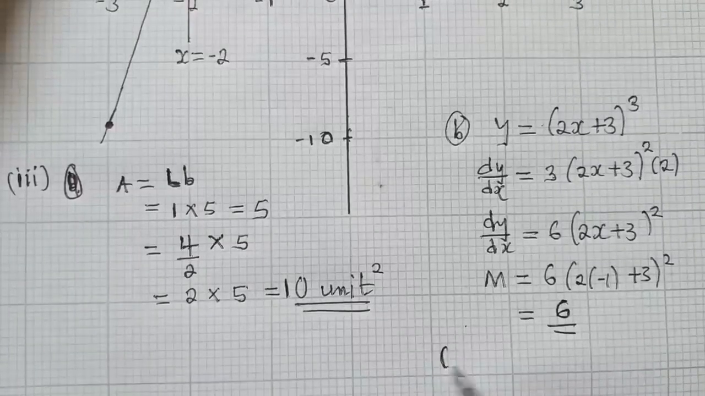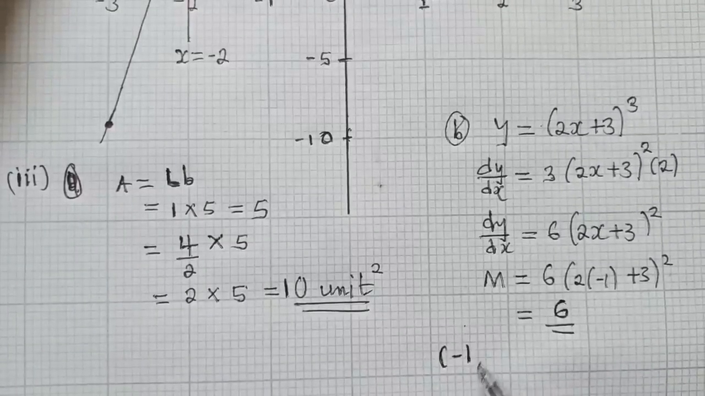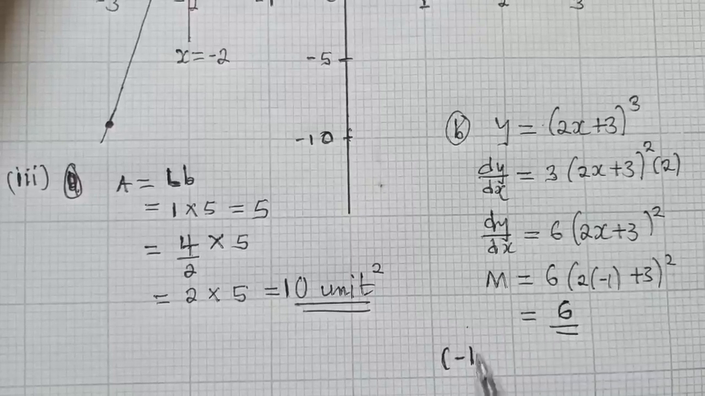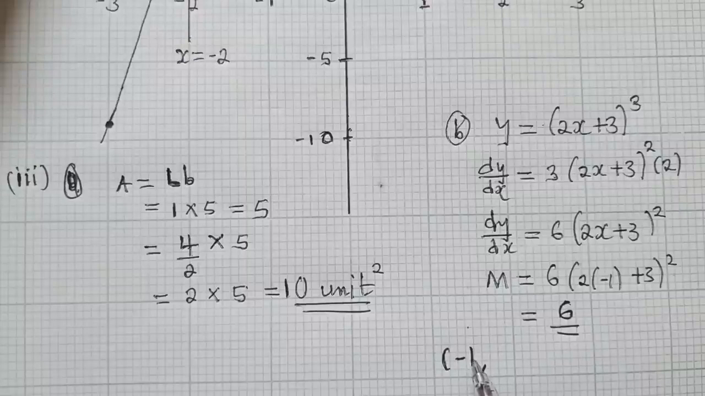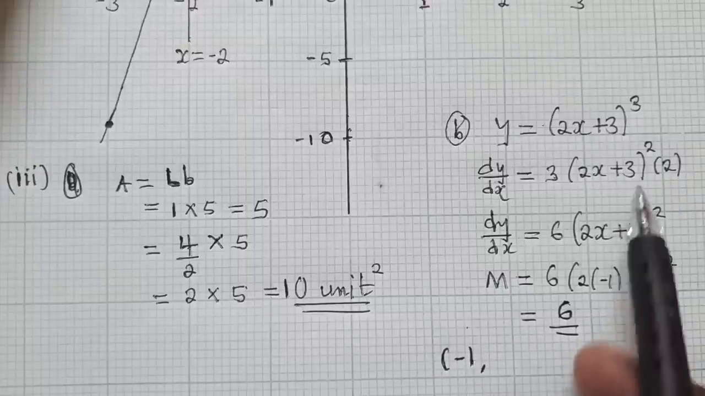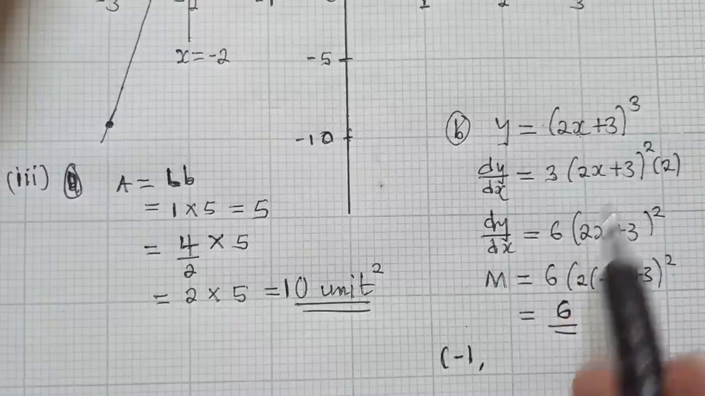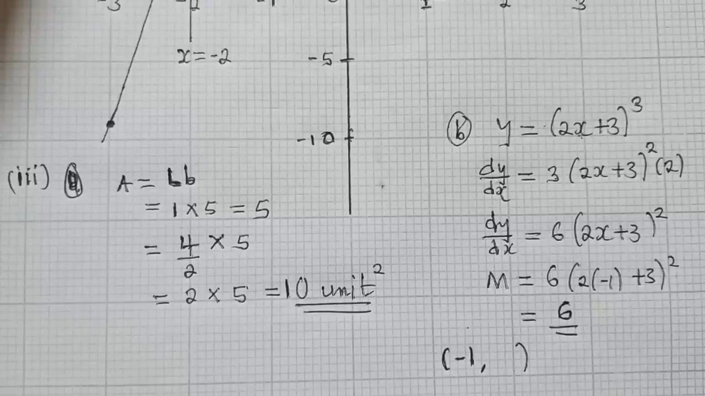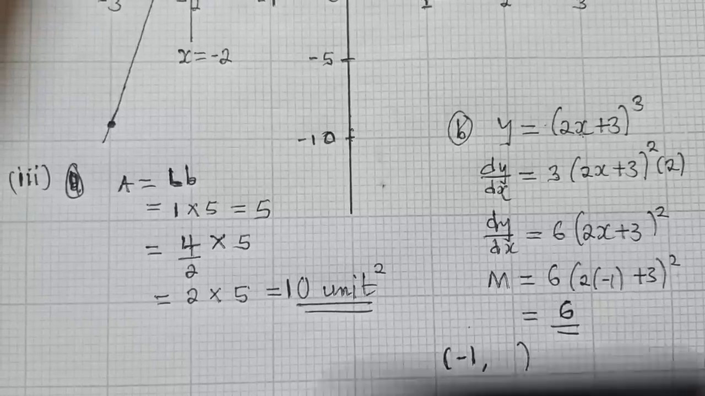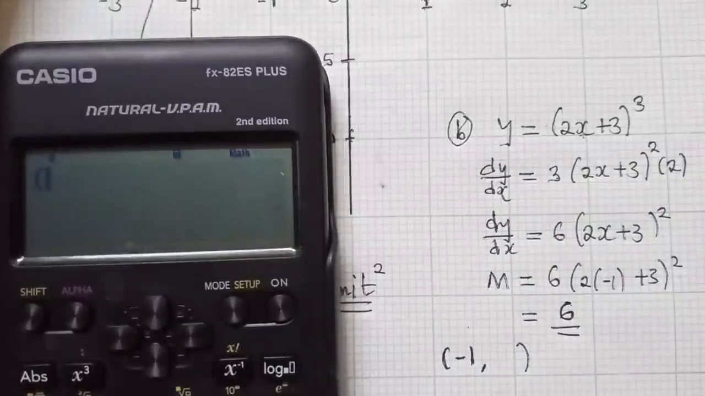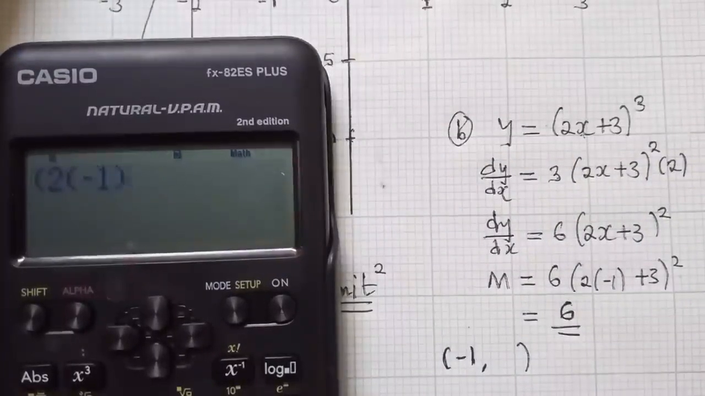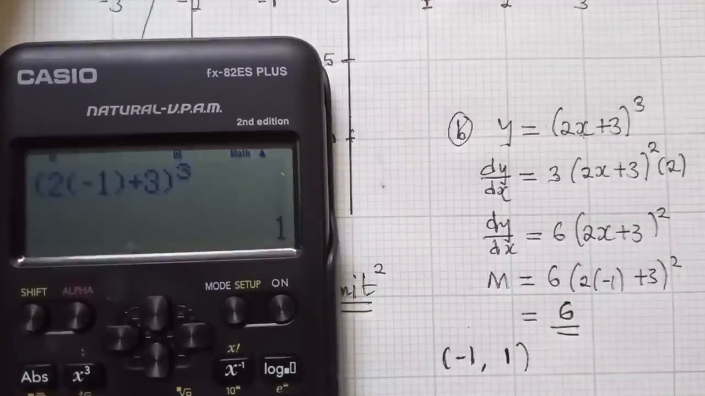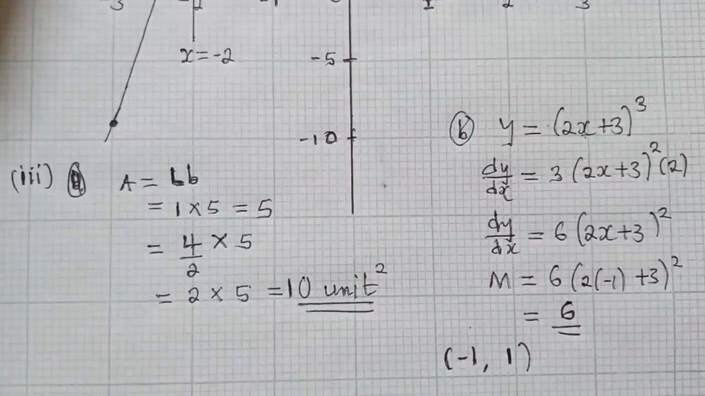So the point is -1 comma the y value. We just get this x value. We have been given the x value, which is -1, and put it where x is here and solve for the y value. So we shall say, let me punch on my calculator. So we have 2 multiplied by -2 there, negative 1, okay, plus 3 close power 3. What are we getting? It's a 1. So the y value is also a 1, okay?